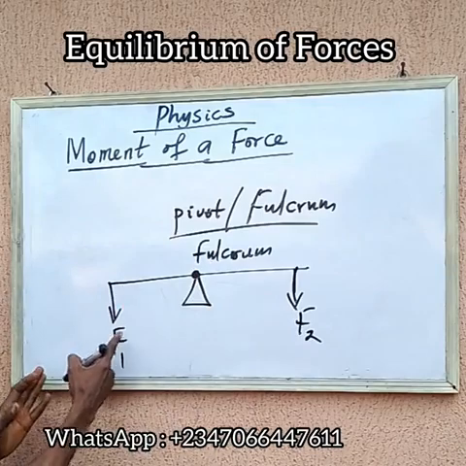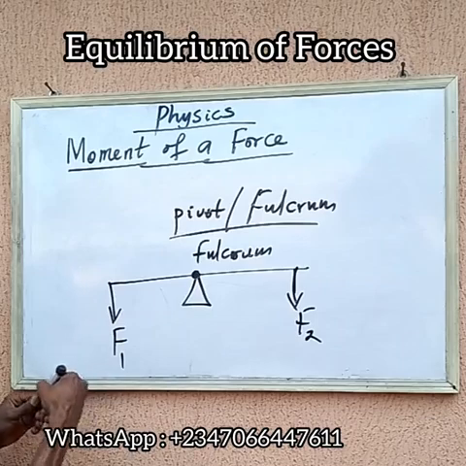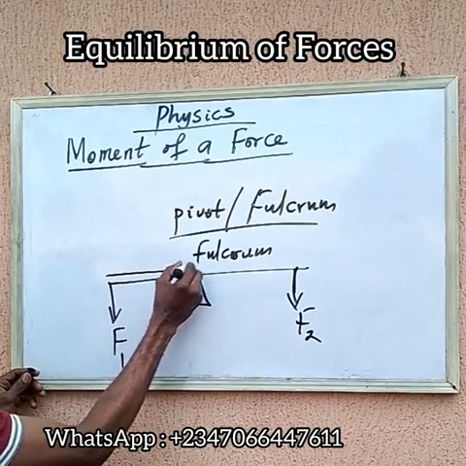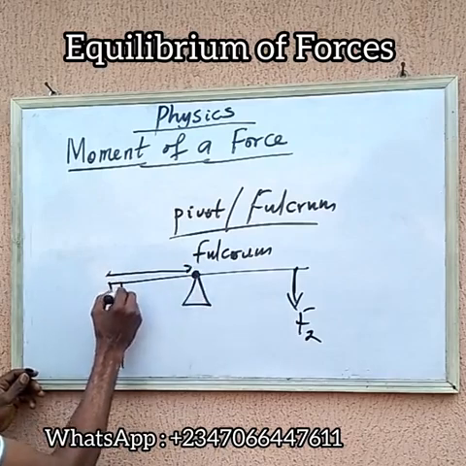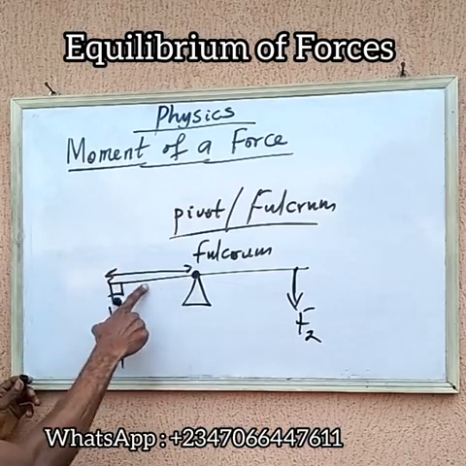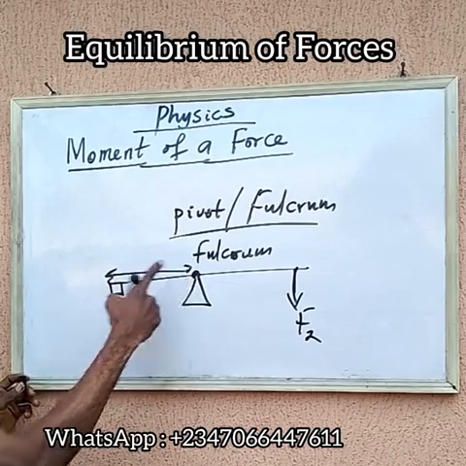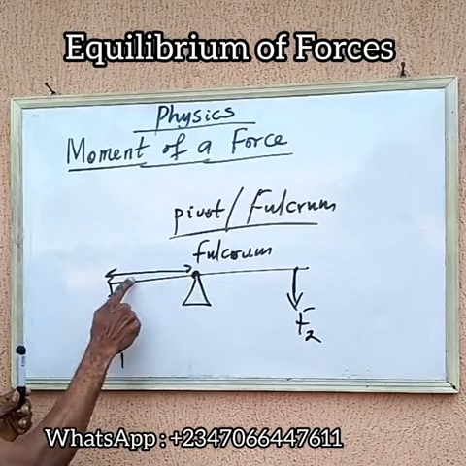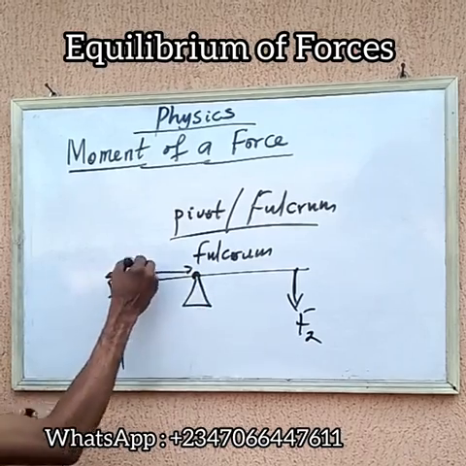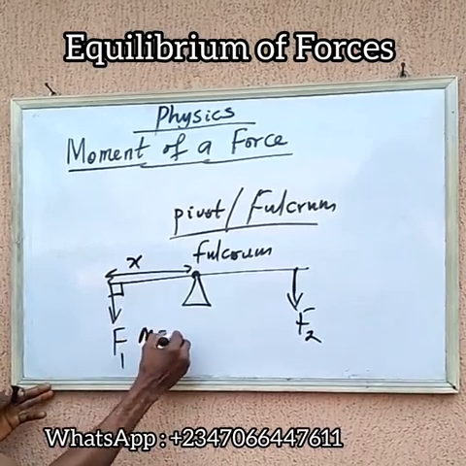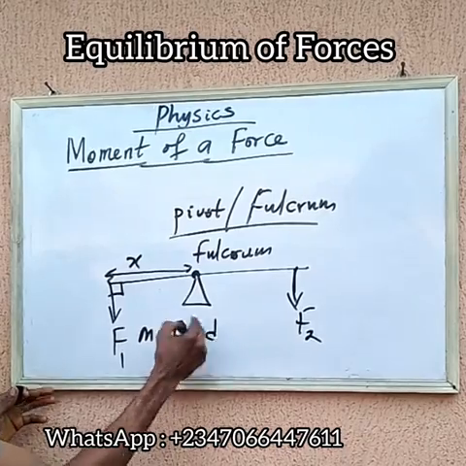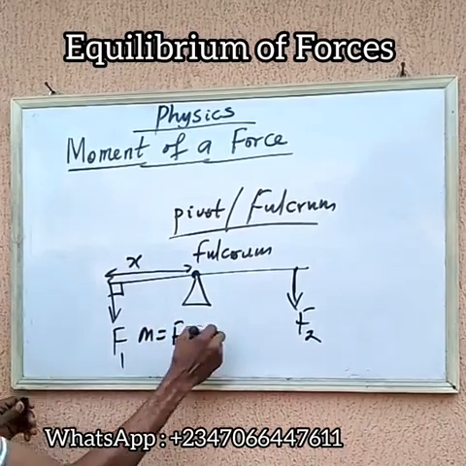And now the magnitude of this moment we're talking about is the product of this force and the perpendicular distance. Look at the distance, it is perpendicular to this force. So from this line of action to this point. This is the line of action. So this is the distance from the line of action of this force to this point. So we measure it. So our moment here is equal to F1 multiplying the distance, which is X. So the distance here is X.